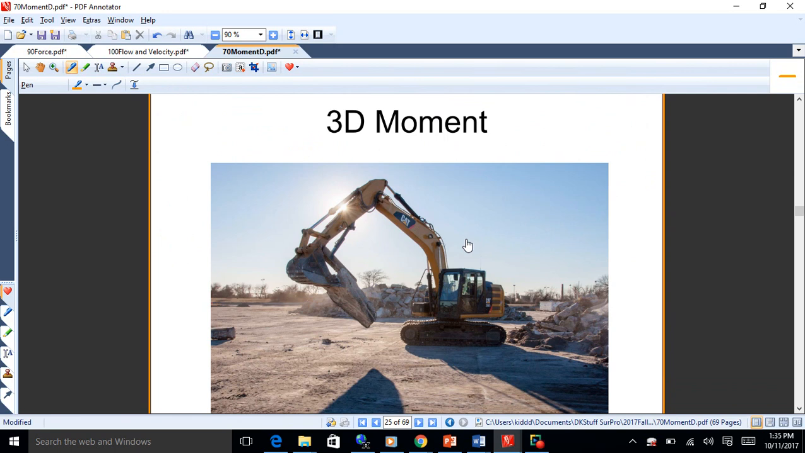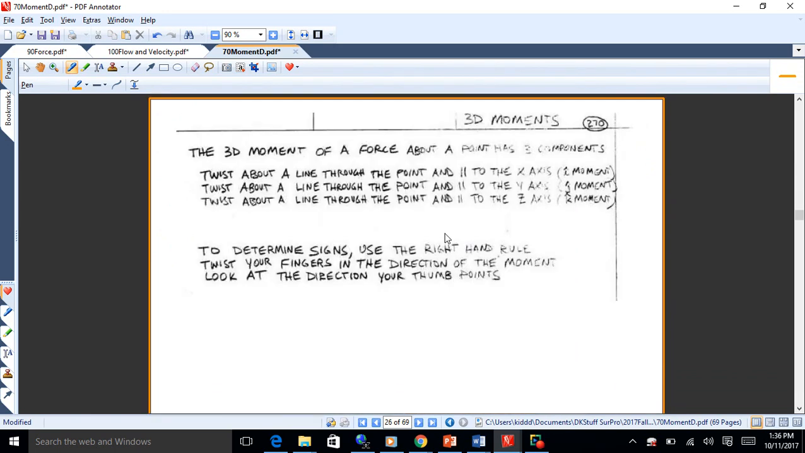All right, let's look at 3D moments. Sometimes these happen in three space. So a 3D moment of force about a point has three components, x, y, and z, which are indicated by the i, j, and k unit vectors. We're looking at a twist about a line through a point and parallel to the x-axis. That's the x component, shown by an i unit vector. Twist about a line through the point and parallel to the y-axis is the y moment, indicated by the j unit vector, and then the z-axis would be indicated by the k unit vector. To determine signs, you use the right-hand rule. Twist your fingers in the direction of the moment and look at the direction your thumb points. That'll tell you the sign on the moment.